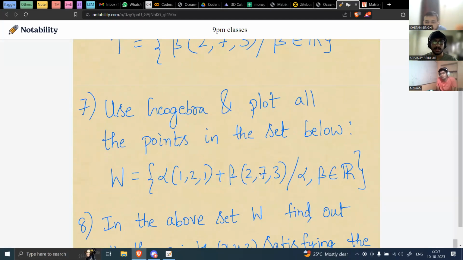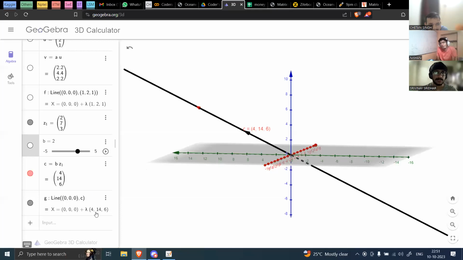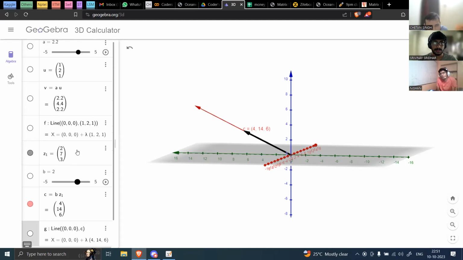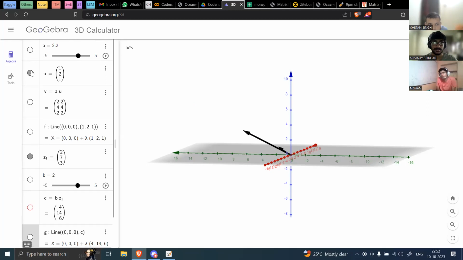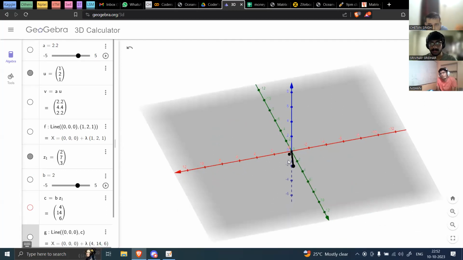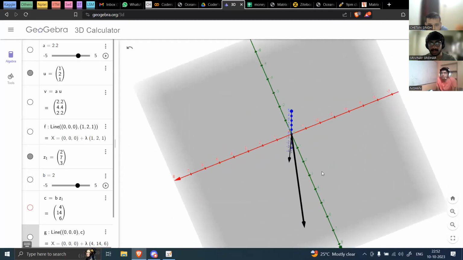And now, the main question. Use GeoGebra and plot all the points in the set below: alpha of 121 plus beta of 273, where alpha and beta are both real numbers. Okay. So now let me remove what is not important. Just keep two vectors. We will keep U and C1. These are the two vectors. Everyone can see the two vectors. I think this is clear.